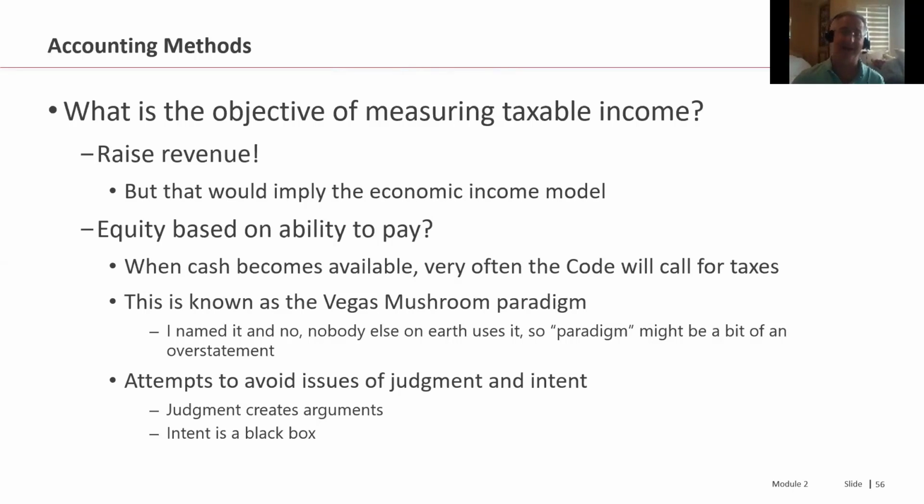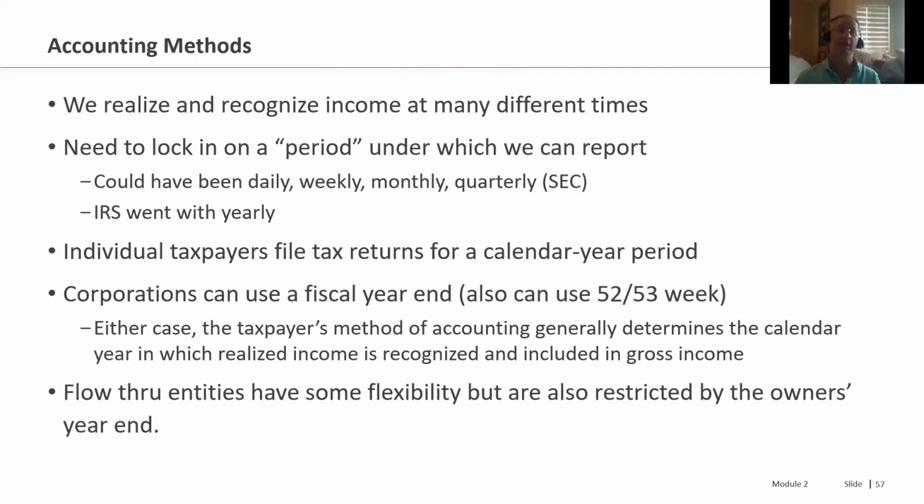They basically say, look, I don't care what your intent is. For the most part, intent's a black box. You have a realization event or not. So we realize and recognize income at many different times, right? So when do I incur sales? When do I sell property?